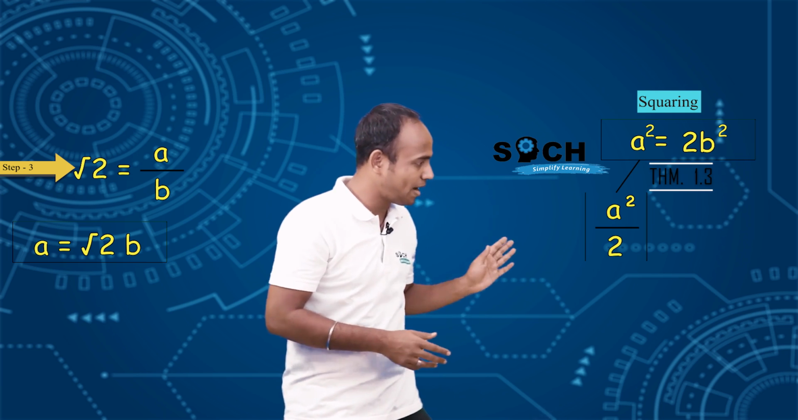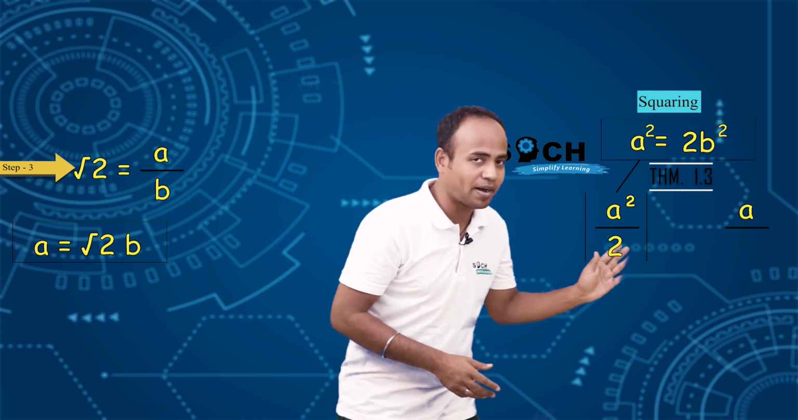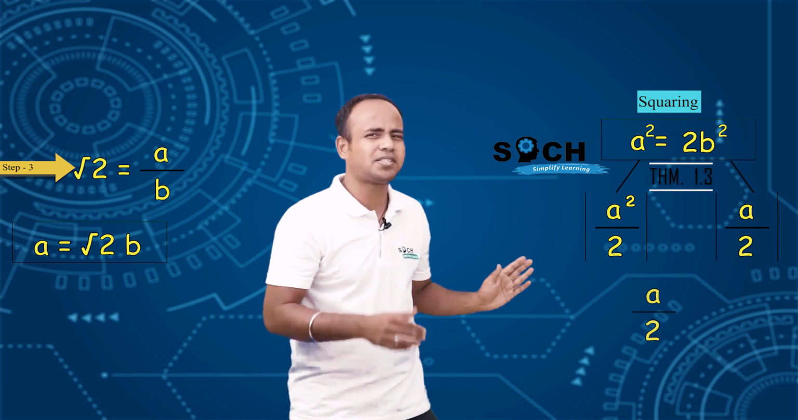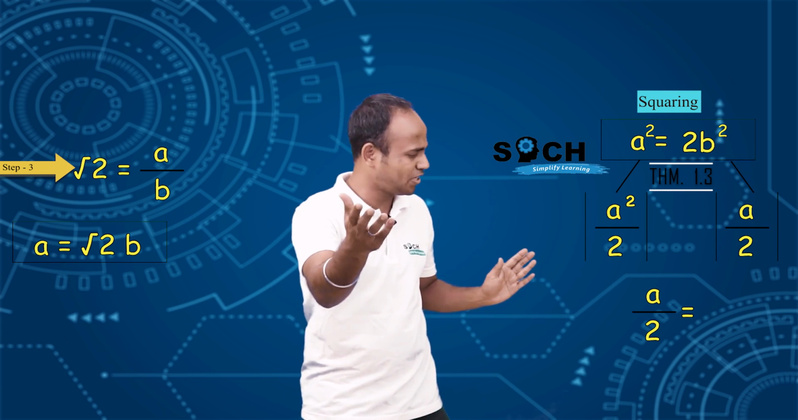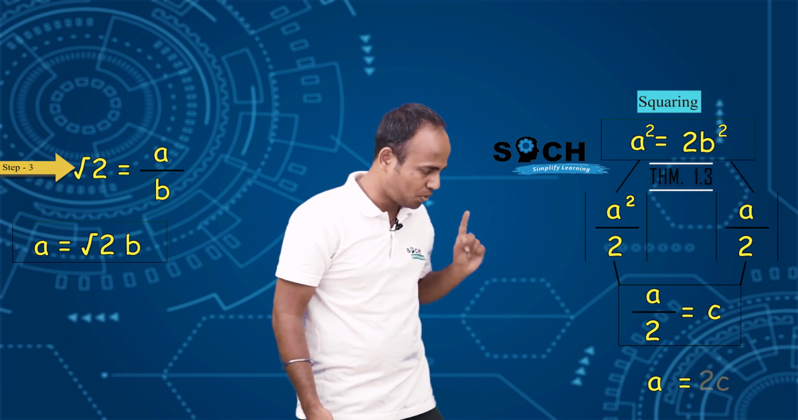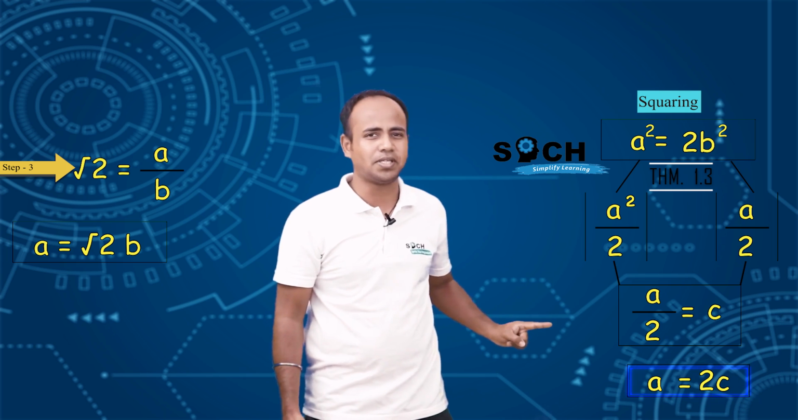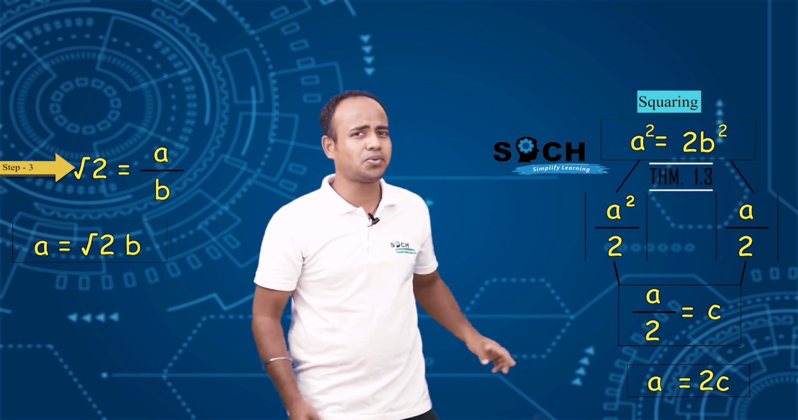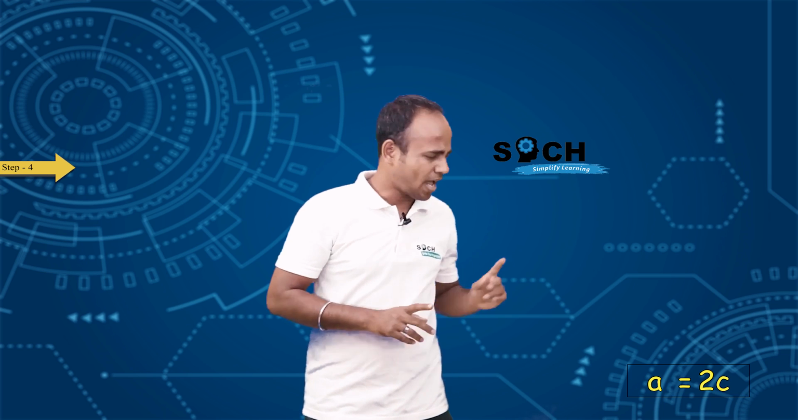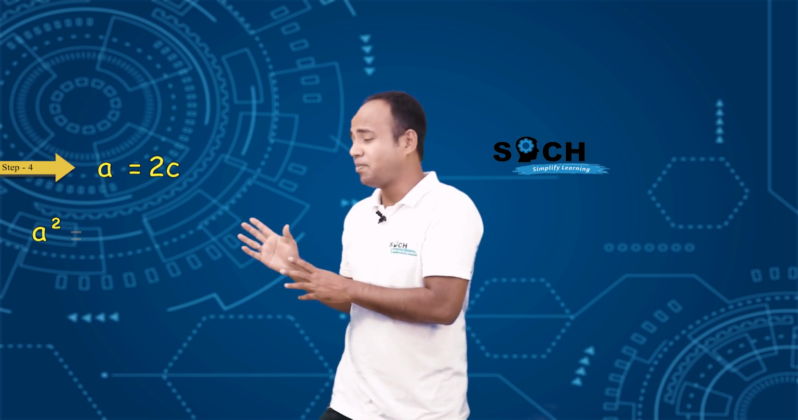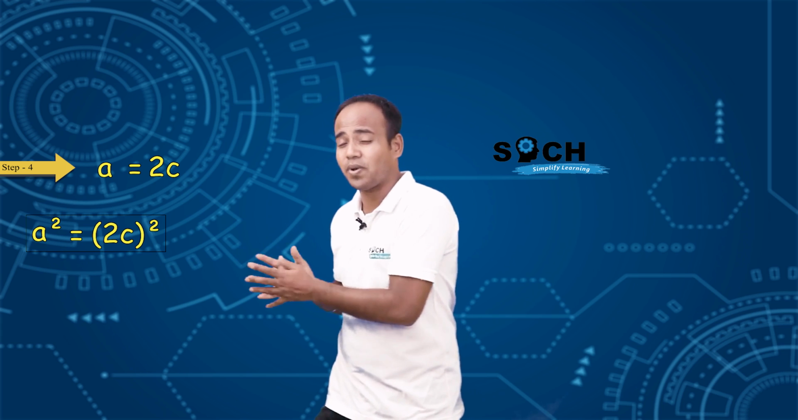So A square is divisible by 2, that means A gets divided by 2, therefore A by 2 is a fresh integer, that is C, therefore A equal to 2C. Remember, I box up this statement, that is A equal to 2C, right? Now I have A is equal to 2C. Now I will come to step number 4. In step number 4, I bring this A is equal to 2C over here, and in step 4 we square it. Therefore A square will be equal to 2C whole square.